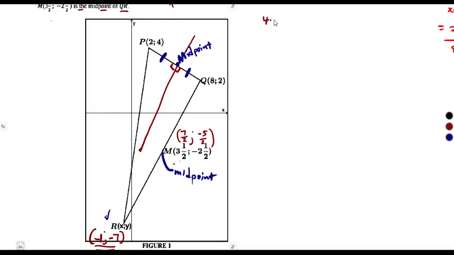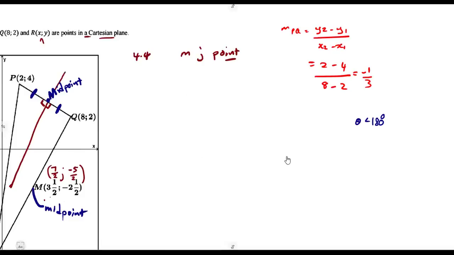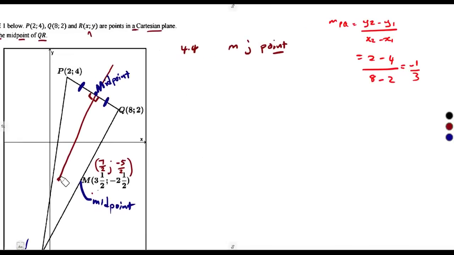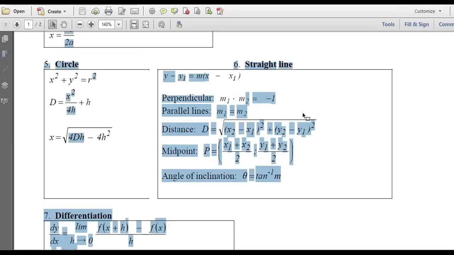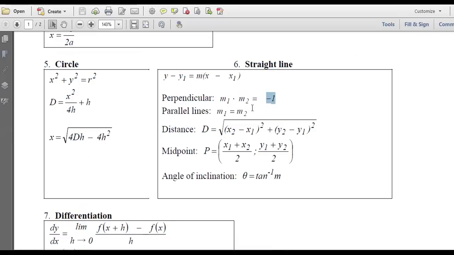Remember, that's 4.4. So to find the equation, we are going to need the gradient and also a point where it passes through. The gradient of PQ, if I'm not mistaken, we calculated this one. We calculated the gradient of what? Of PQ. But we need the gradient of this line, not the gradient of PQ. So what is the relationship? Remember, if lines are perpendicular, the product of their gradients gives us what? -1.